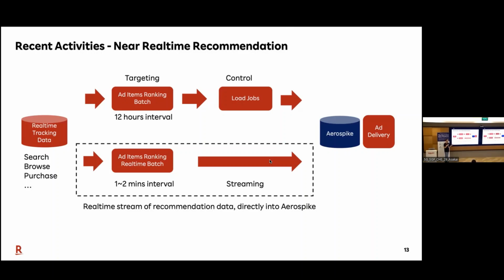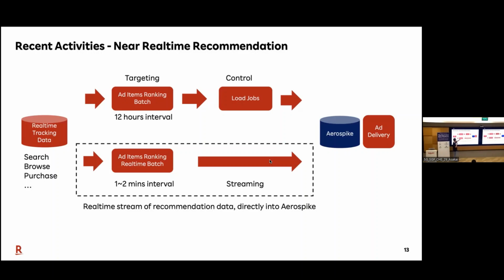We wanted to provide recommendations that are always ready for the user. For example, I have one behavior, and several hours later my recommendation is there on the website. This is called near real-time recommendation. Instead of traditional targeting, which runs at, for example, half-day intervals as a batch to generate item rankings from the source data and load into Aerospike, now there's another streaming kind of process.